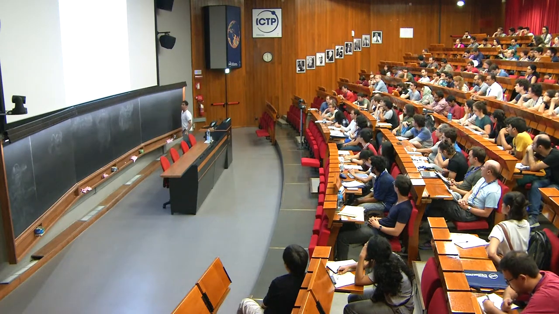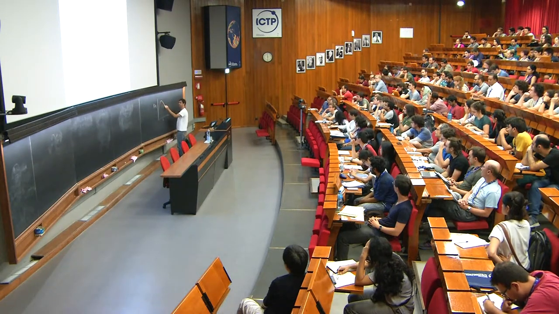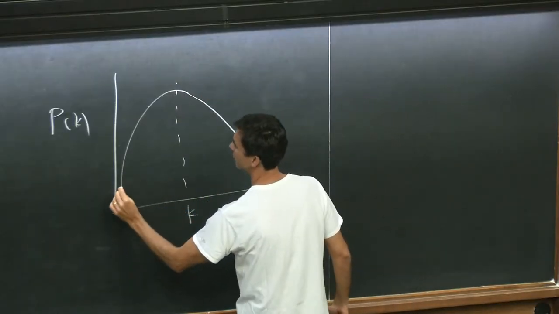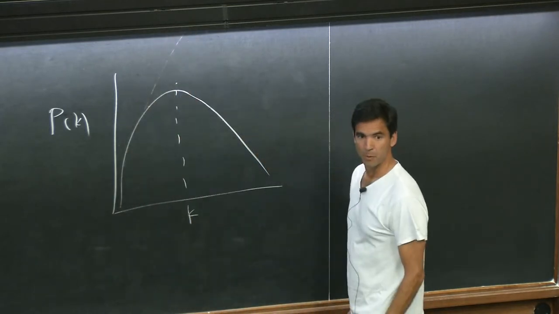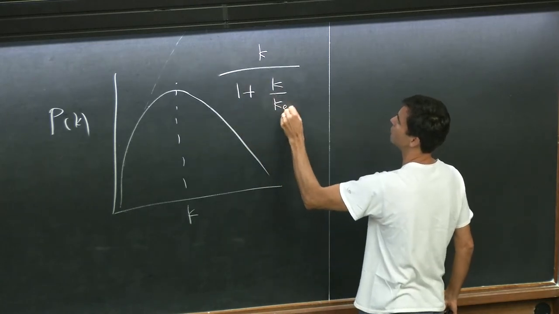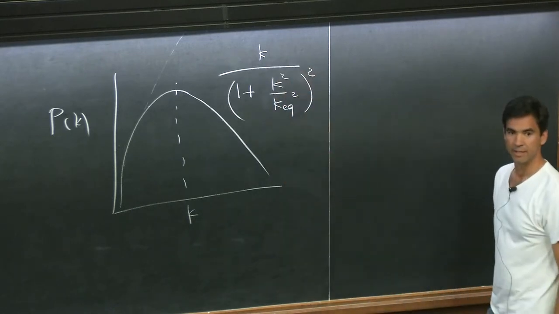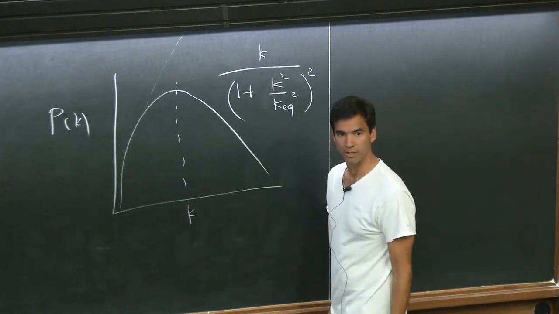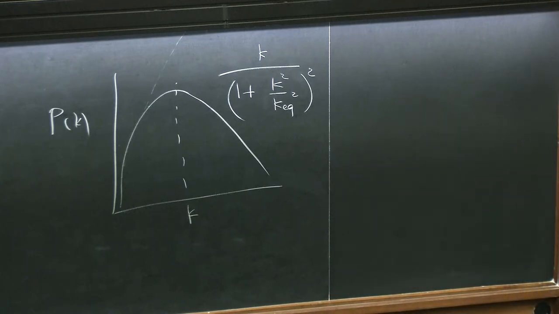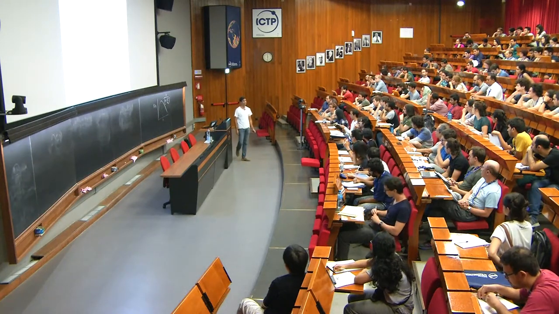So the question was, P of k has a peak, and what sets this peak? Remember, this is basically proportional to k, and then this proportional to k is being cut by a 1 plus k over k of the matter radiation equality. So this scale is the matter radiation equality. That's the input. It will shift, that's right.